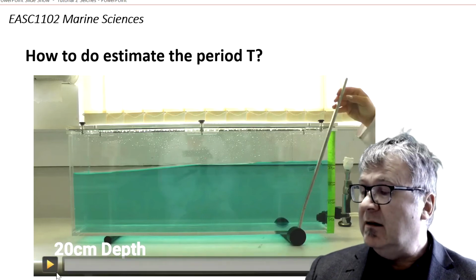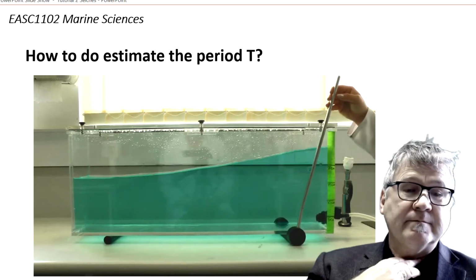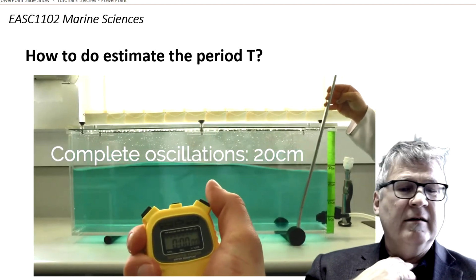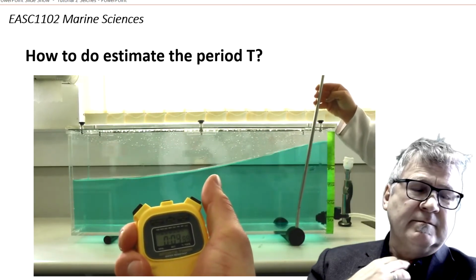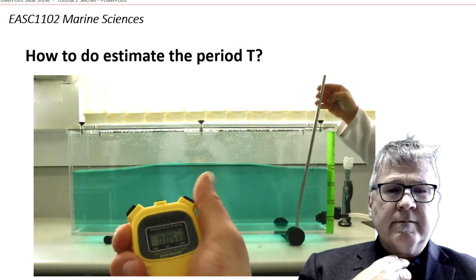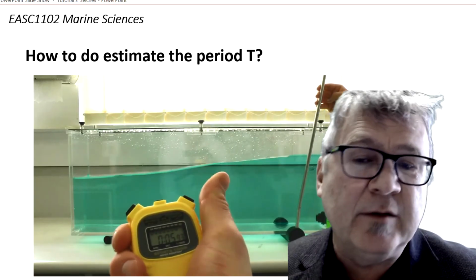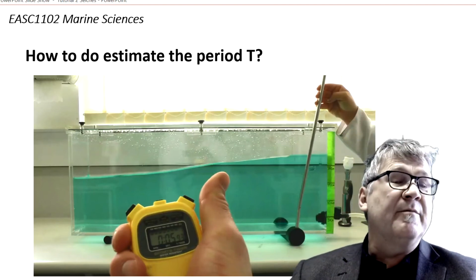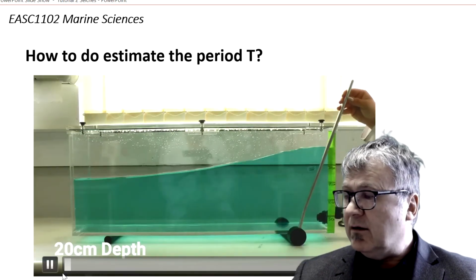I show you that little video here. This is how you do it. This is how it looks. Measure the time. By doing that, you minimize the error if you measure 5 periods and then divide by 5. This is all super good.